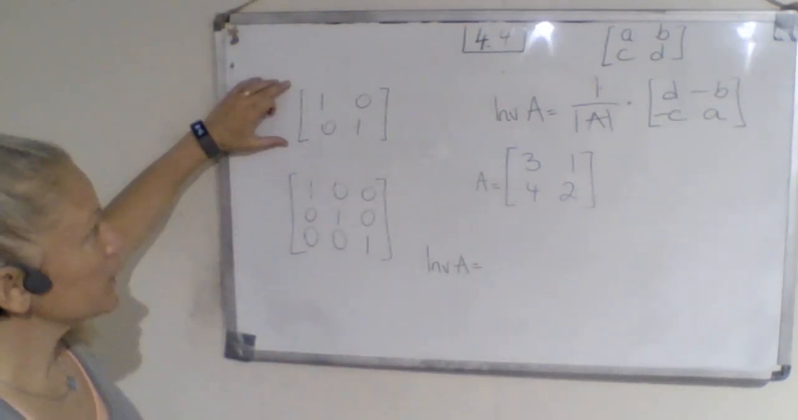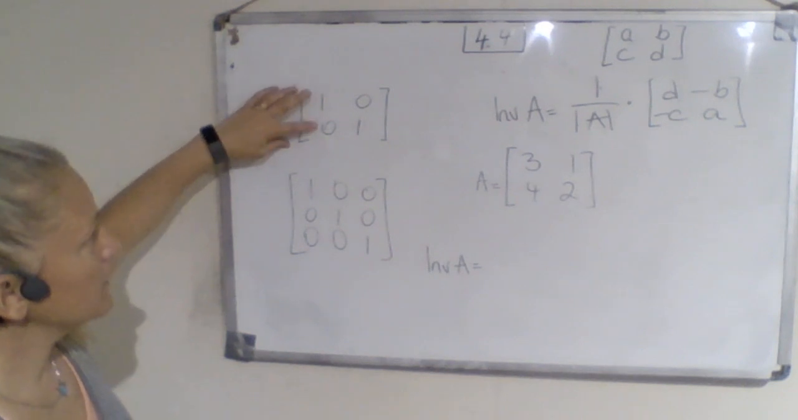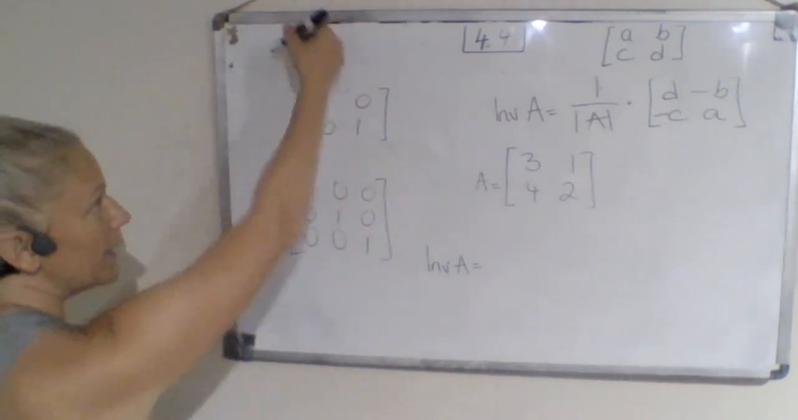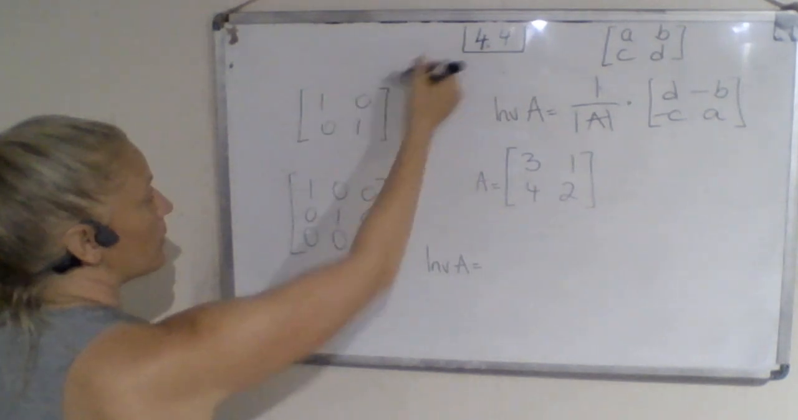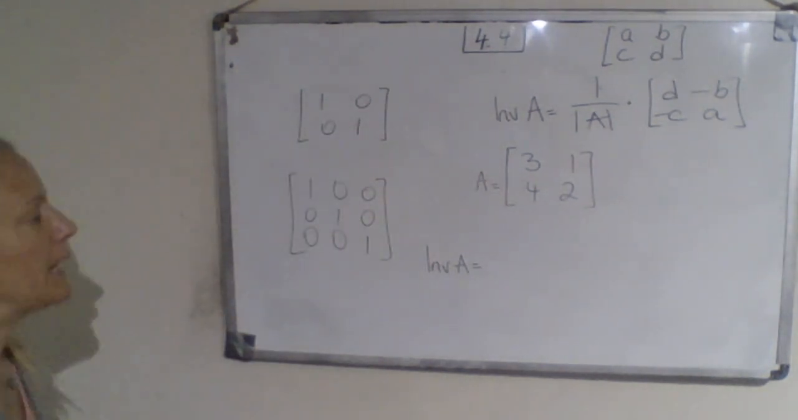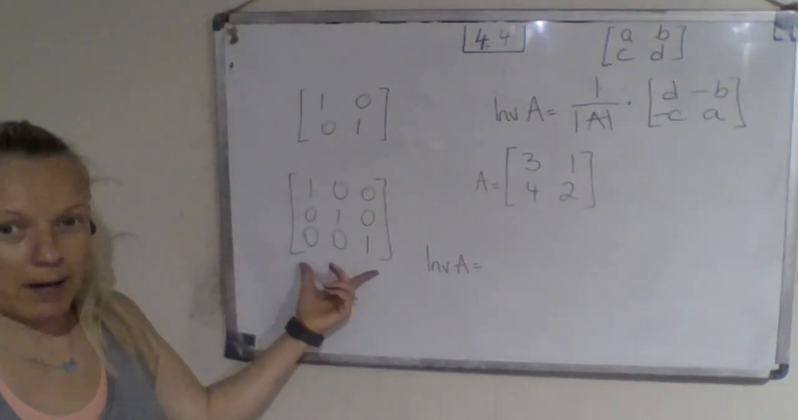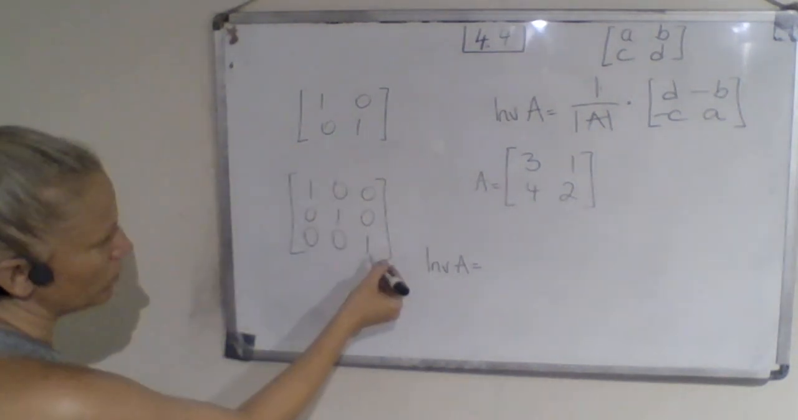The identity matrix for a 2 by 2 looks like 1, 0, 0, 1. Your main diagonal will be made by ones. The opposite diagonal will be made by zeros. The identity matrix for a 3 by 3 has the main diagonal 1, 1, 1.